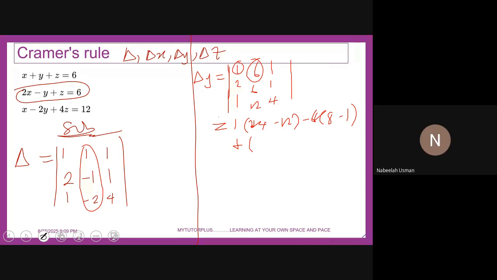2 times 12, right? Which is 24. Minus what? Yes. Then 6 times 1. Minus 6 times 1, which is 6. So let's simplify this one.